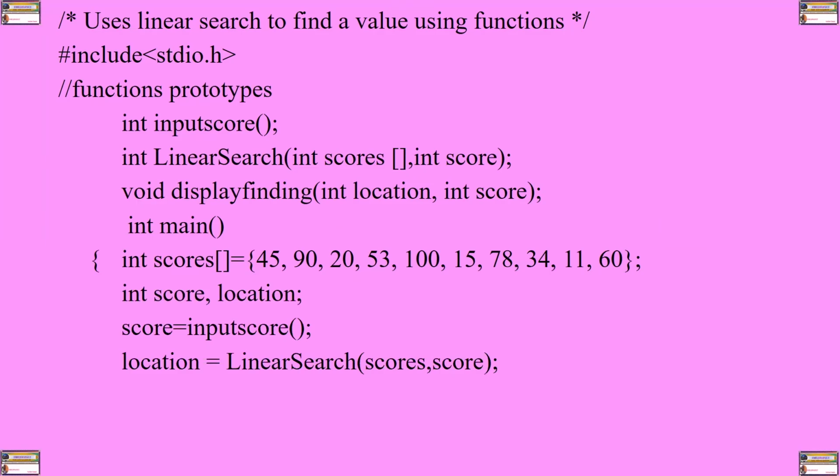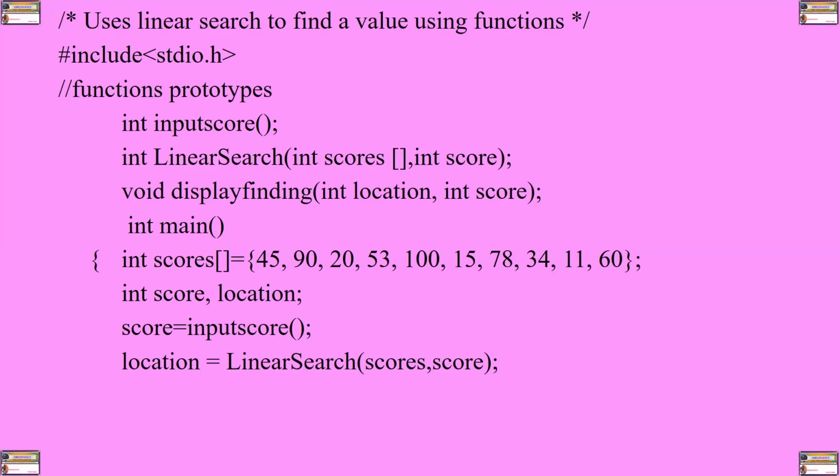This statement is telling the processor to go and look for the function called linear search and carry with it the array called scores and the value which has been stored in the memory location called score. So this function is being invoked. The function called linear search is being invoked, and as it is being invoked, we are passing into that function two values, or two variables.